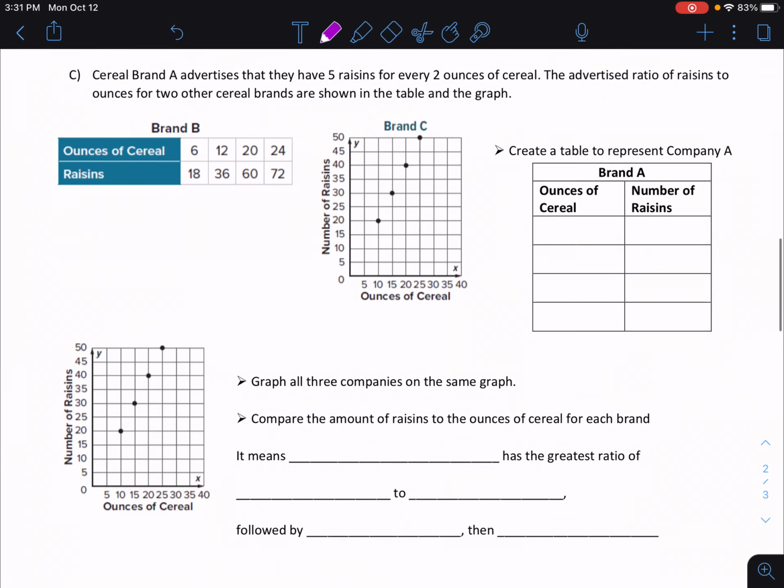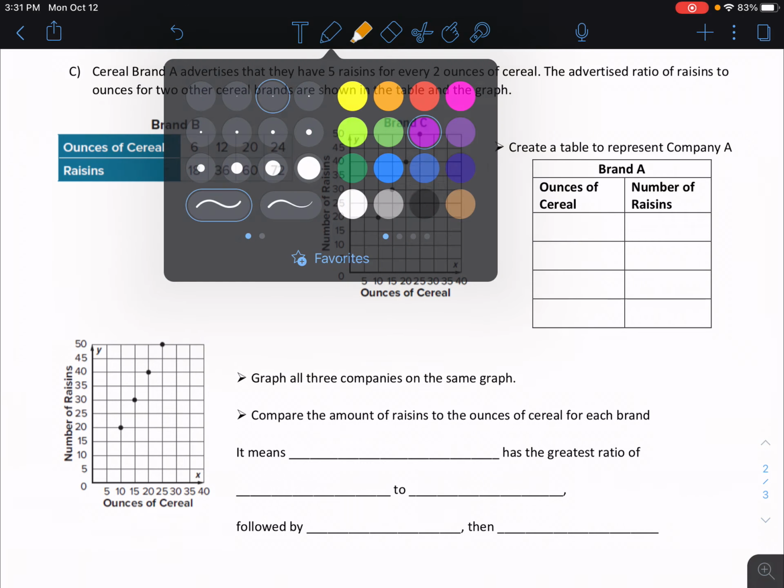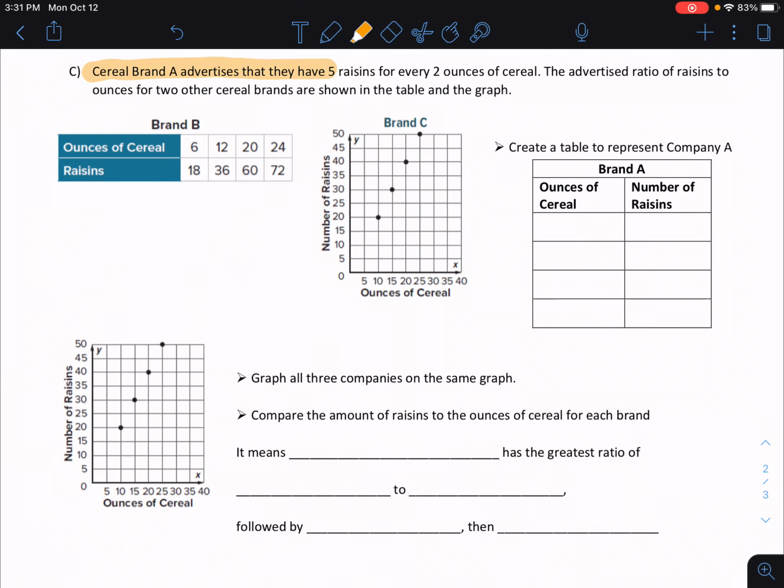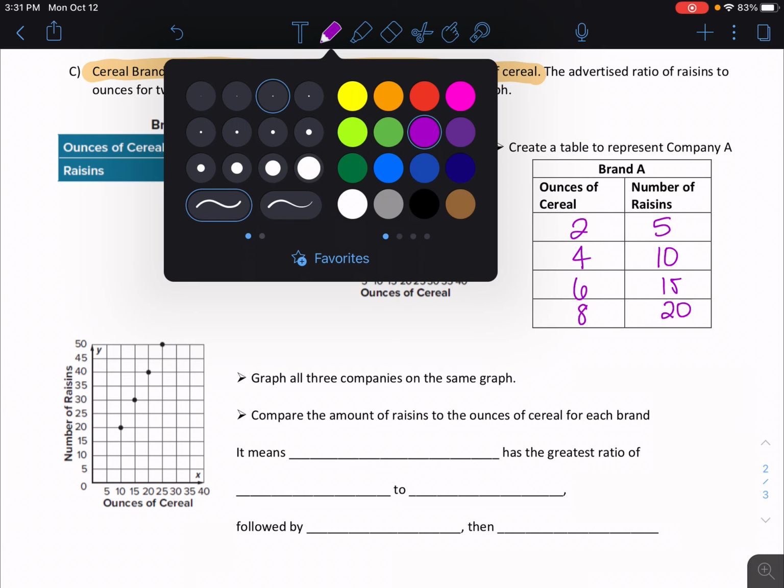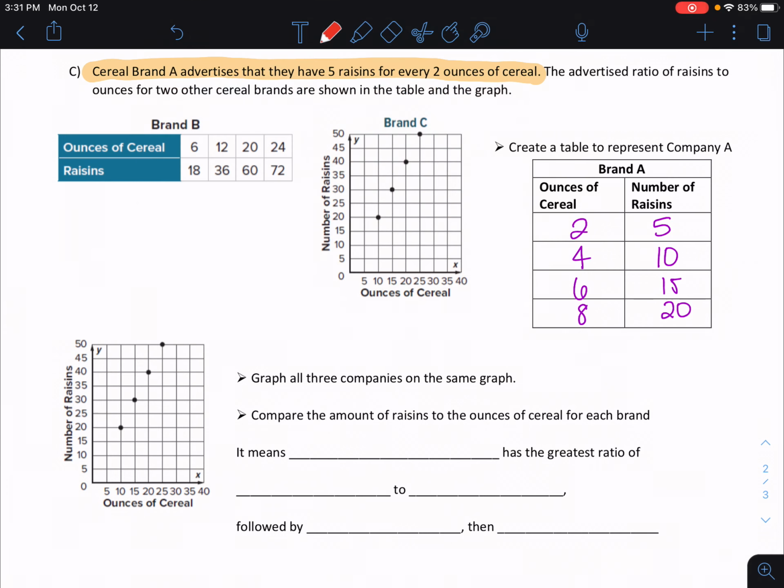For the last one here, cereal brand A advertises they have 5 raisins for every 2 ounces of cereal. So 5 raisins for every 2 ounces of cereal. If I continue my pattern, 4, 6, 8, and then 10, 15, 20. And then I've got brand B and brand C. Brand B given in the table and brand C given on a graph. For brand C, I'm just going to connect the dots.